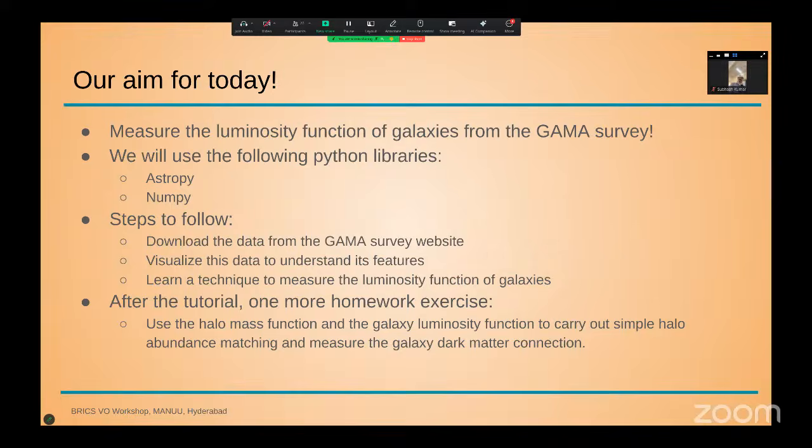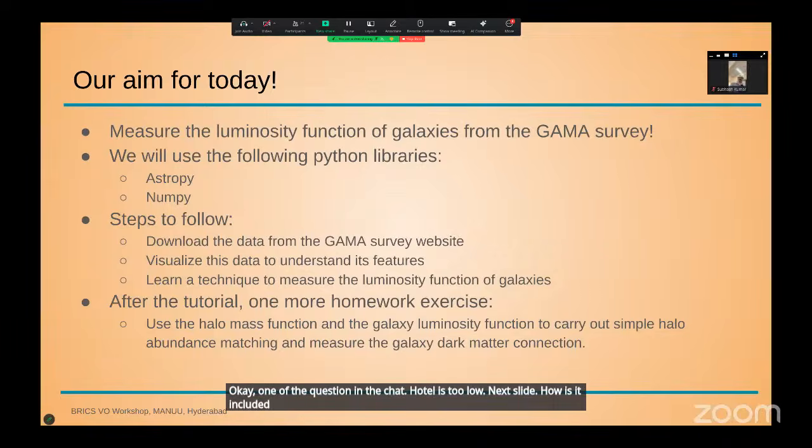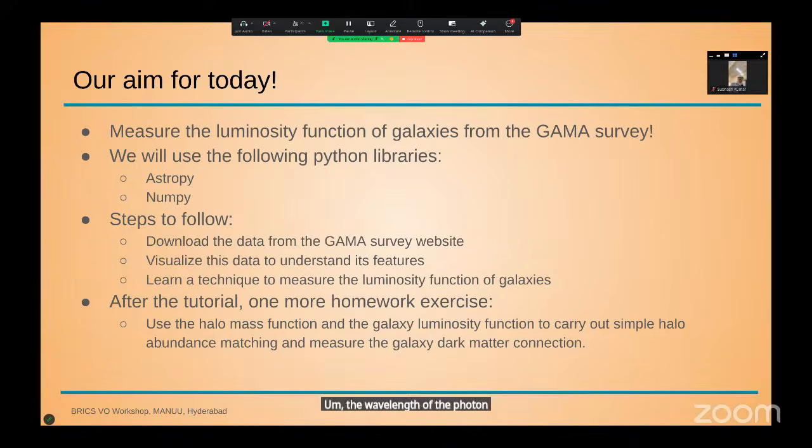Okay, what was the question in the chat? Photons lose energy in their flight. How is it included in the redshift? They don't lose energy. In fact, if they are traveling from one place to the other, the wavelength of the photon does not change unless the universe expands. Only because the universe expands do you start to see this redshift. Otherwise, a photon will always maintain the same wavelength.